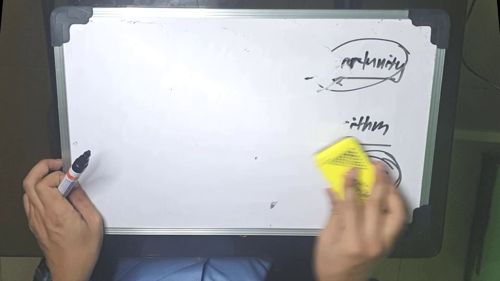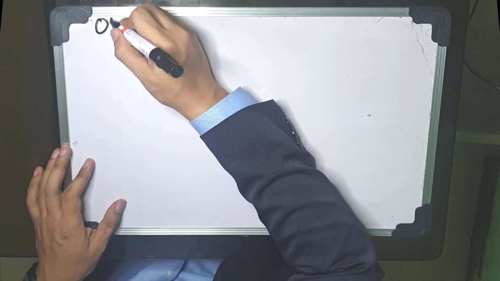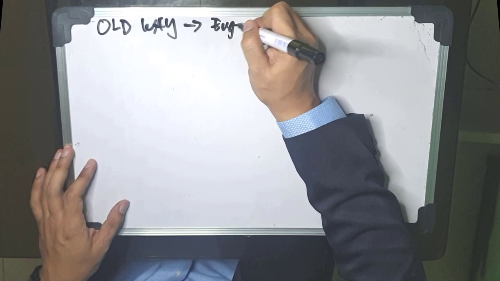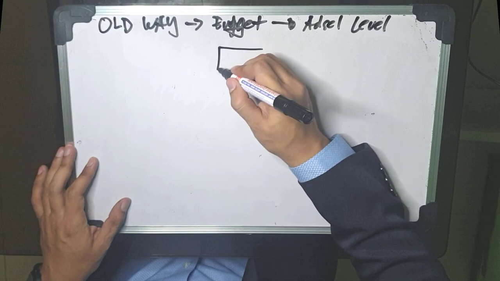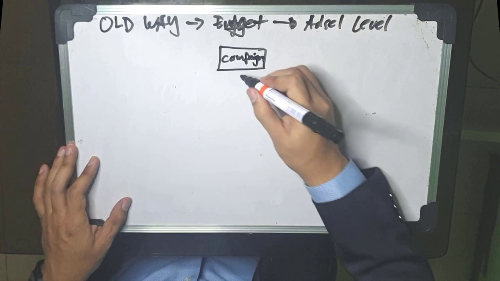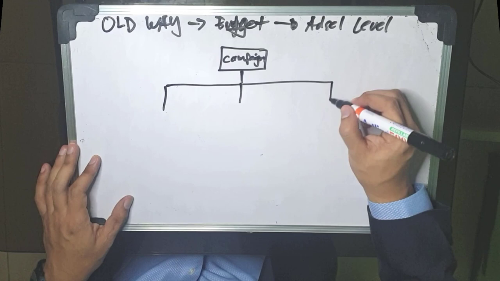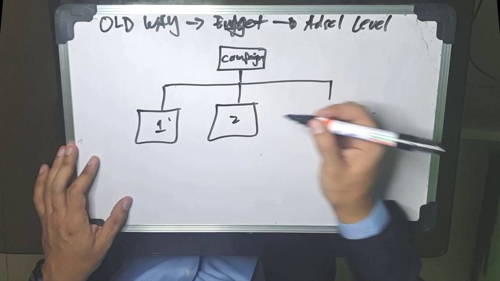Take into scenario the old way, okay? So we have here the old way. The old way wherein the budget was set on the ad set level. Alright. So meron tayong single campaign here. So this is your campaign. And then, in this scenario, let's say na this campaign has 3 ad sets. Ad set 1, ad set 2, and ad set 3. Okay.